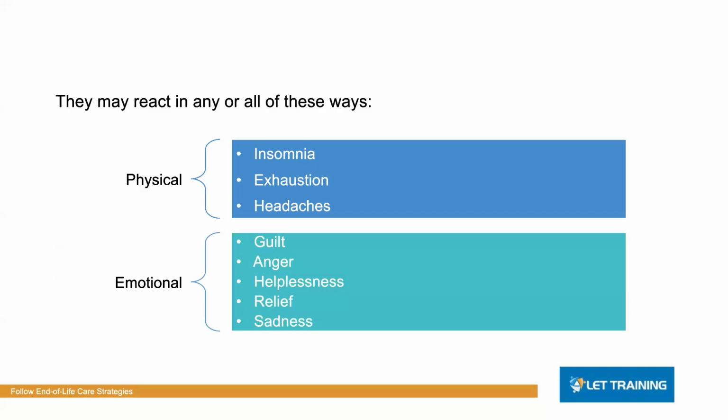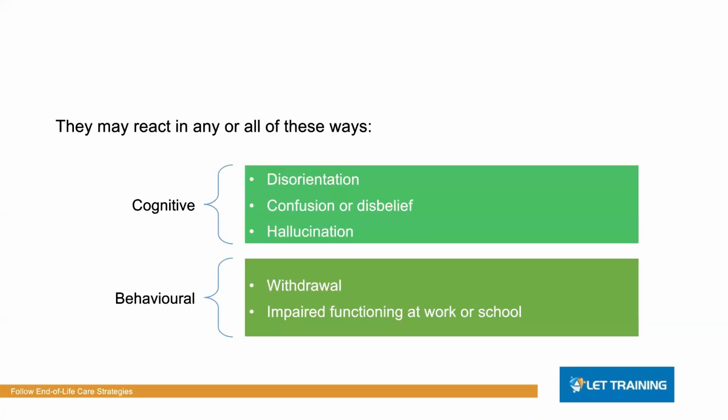They may react in any or all of these ways. Physically, insomnia, exhaustion, and headaches. Emotional, feelings of guilt, anger, helplessness, relief, and sadness. Cognitive, disorientation, confusion or disbelief. Hallucination. Behavioral could be withdrawal and impaired functioning at school or work.